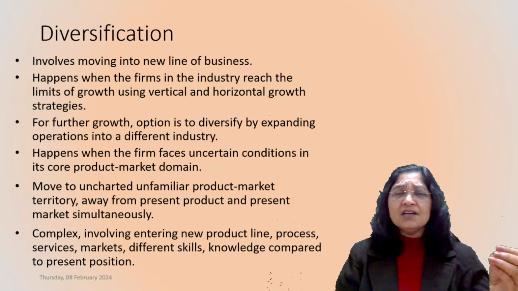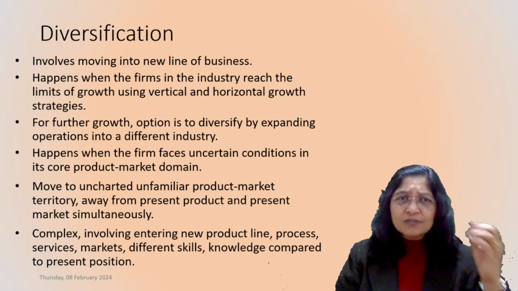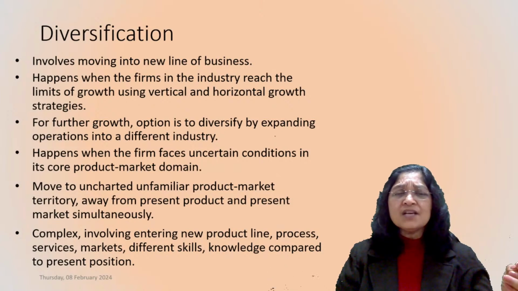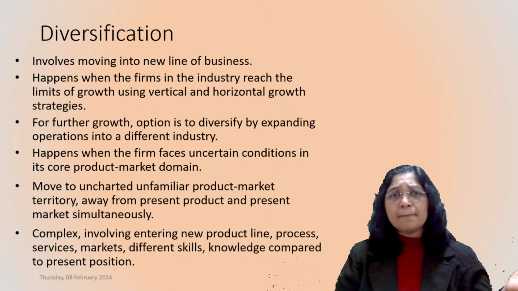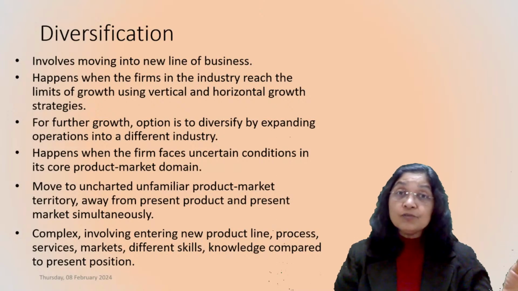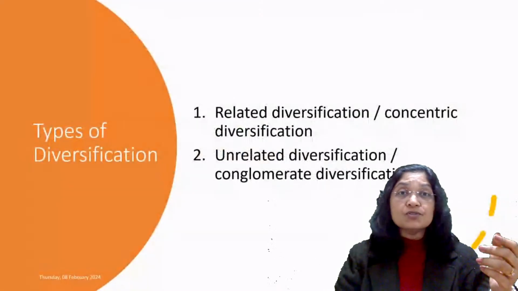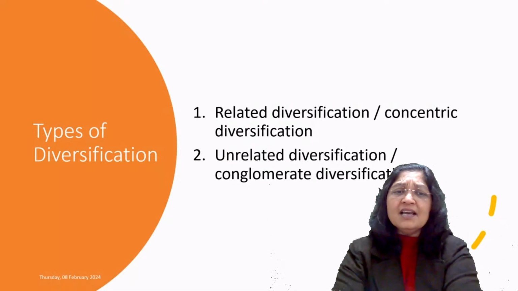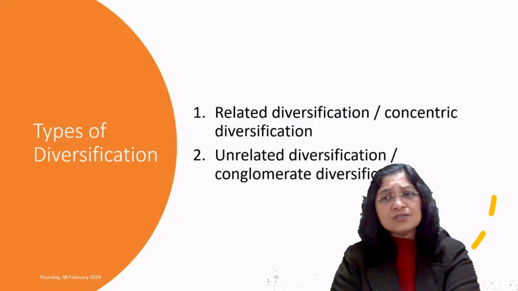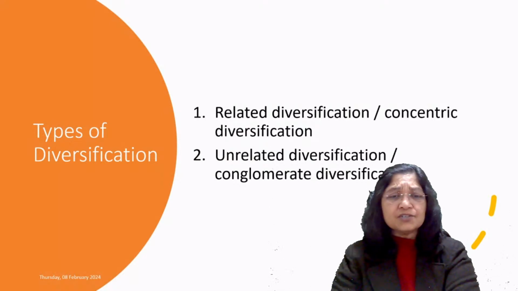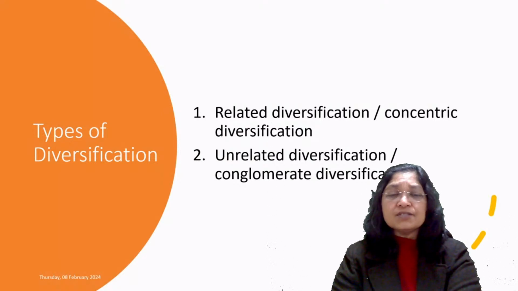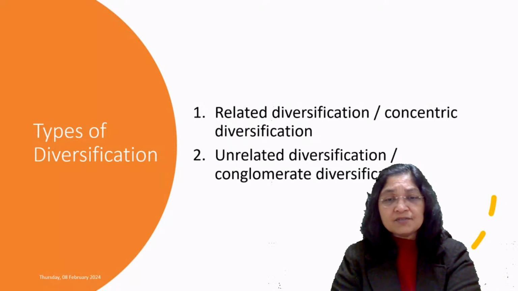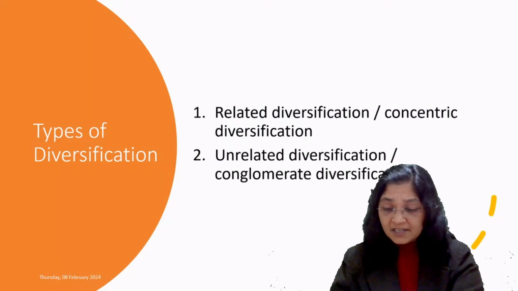So it is a completely changed, diversified corporate strategy which involves a lot of thinking, because everything is going to change. And it involves a lot of new resources also. Now, there are two types of diversification strategies: related diversification, also called concentric diversification, and the second kind, unrelated diversification or conglomerate diversification.